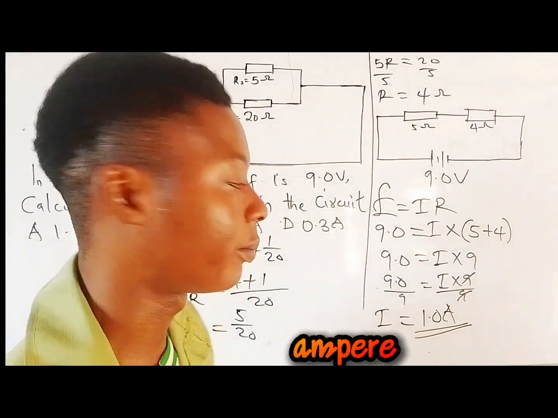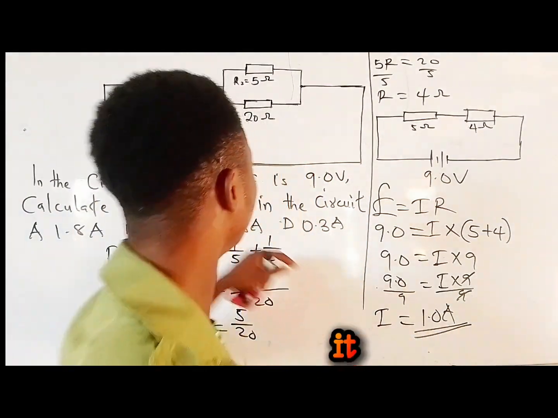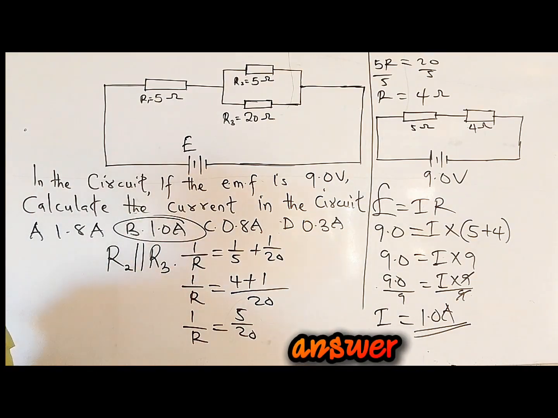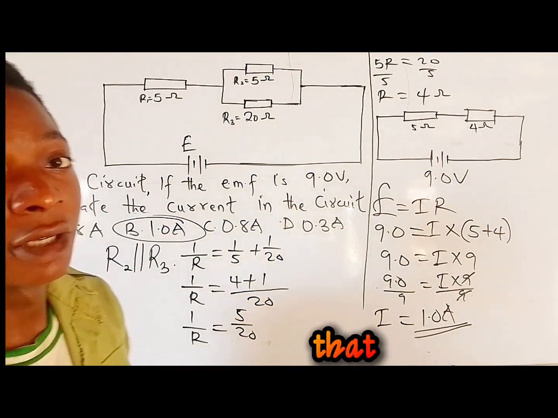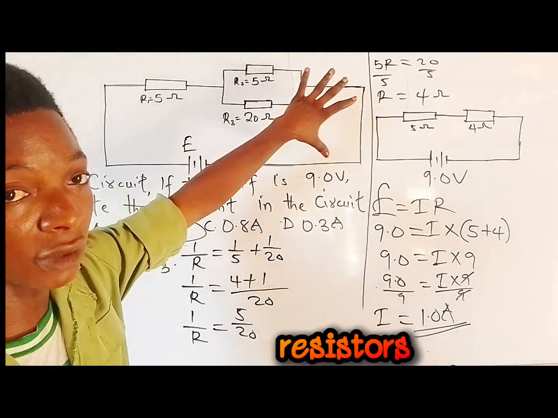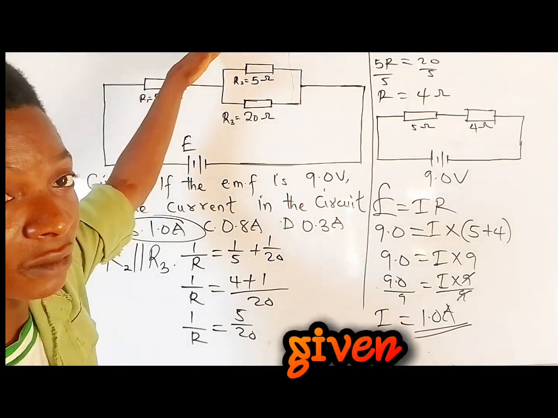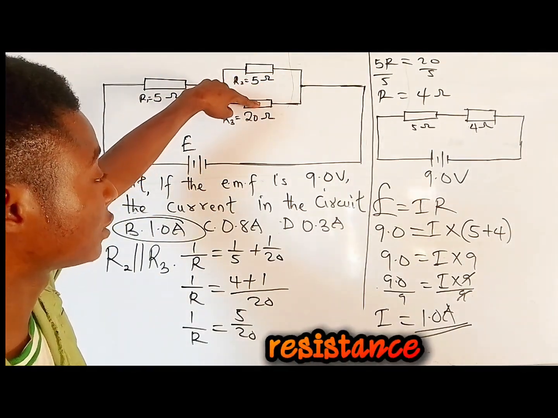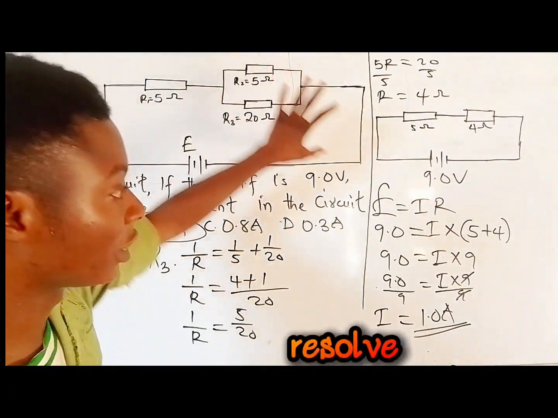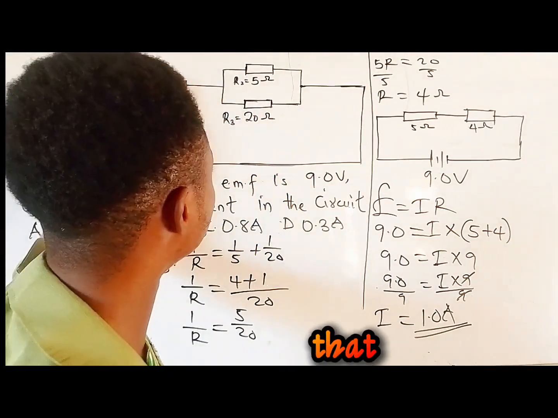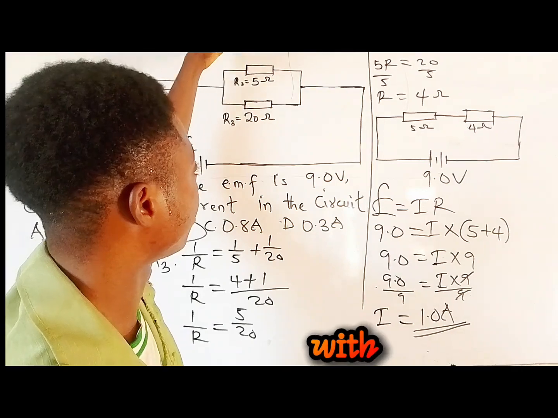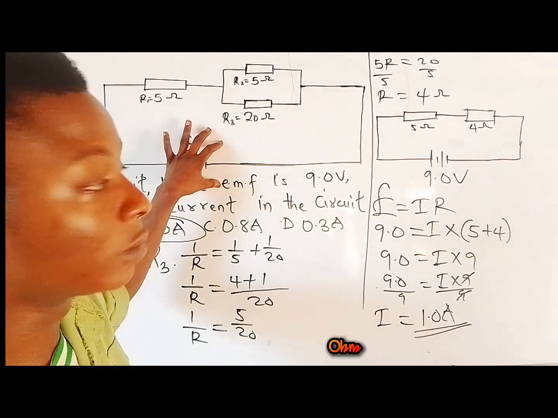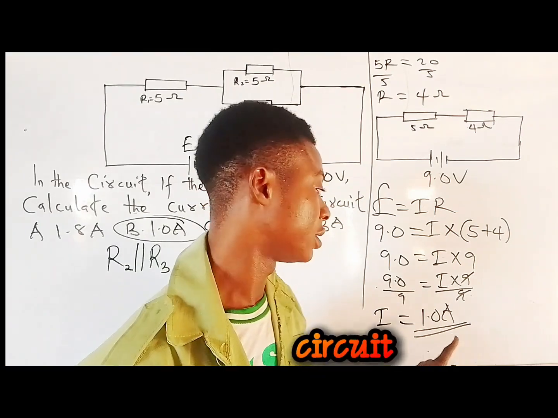The unit for current is ampere, and you should include this. Now, going through the options, B is the correct answer. B here is 1.0 ampere. So that means if you have a circuit that has 3 resistors and an EMF, with the resistances of 5 ohm, 5 ohm, and 20 ohm, all of them resolve together to 9 ohm. So if you have a circuit with 2 resistors in parallel, 5 ohm and 20 ohm, in series with another 5 ohm, and an EMF of 9.0 volts, the current flowing through that circuit is 1.0 ampere.